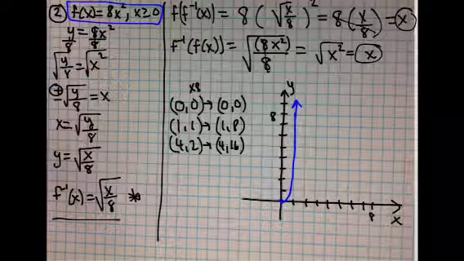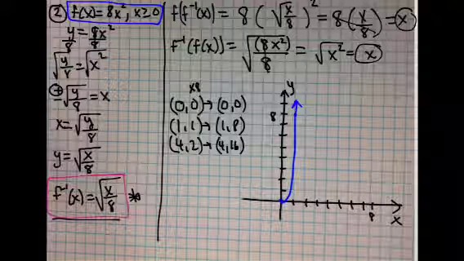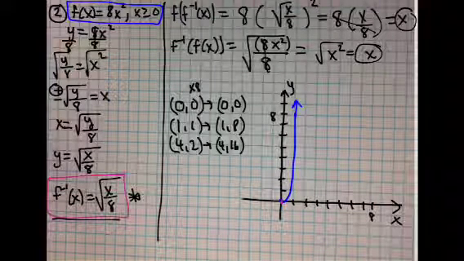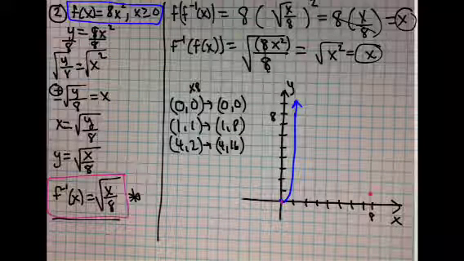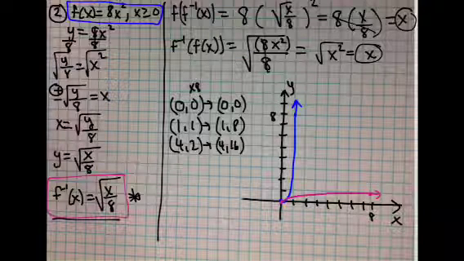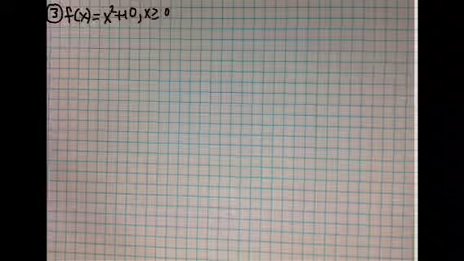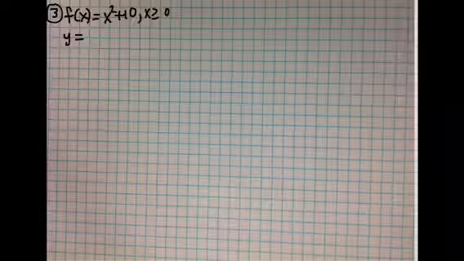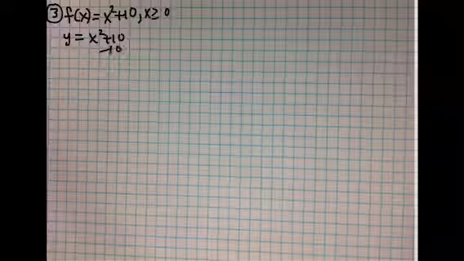And then we're going to use pink for the inverse. And all I'm going to do is switch the points. So 0, 0 stays 0, 0. And 1, 8 becomes 8, 1. And then connect. And there's your inverse. Okay, we're going to restrict the domain to x greater than or equal to 0. Switch out the f of x, make it y. So now I'm going to solve for x. So I'm going to subtract 10.